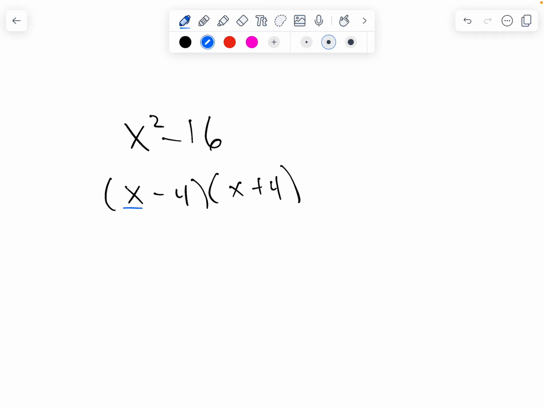Well, hopefully you can see x times x gives you the x squared. Hopefully you can also see that a negative 4 and a positive 4 gives you the negative 16. But why are there no terms in the middle? The reason is, let's look at inner loopy. Inner loopy is negative 4x. Outer loopy is positive 4x. Positive 4x minus 4x, they cancel each other out. That's why there's no x's in the middle.